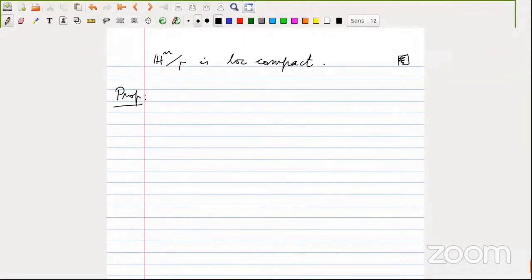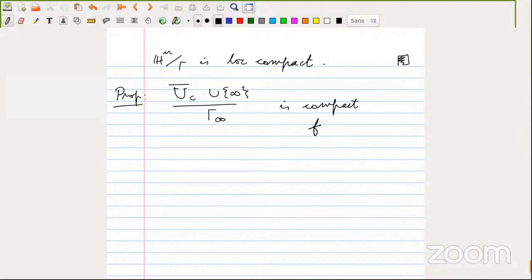So the closure of U C union infinity, the closure will include the line, is compact. Okay, all right.